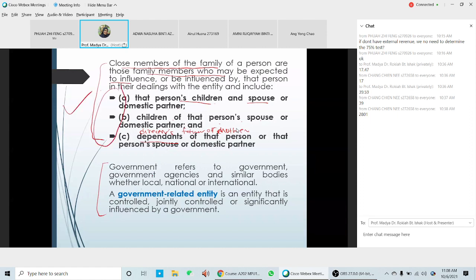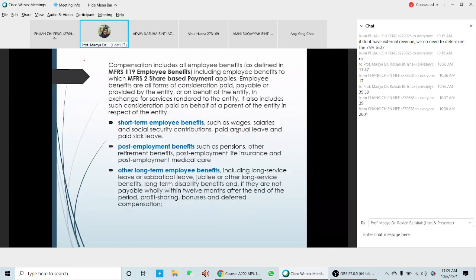The government-related entity is an entity that is controlled, jointly controlled or significantly influenced by the government. So an example here is a GLC, government-linked company, for example Khazanah. Khazanah is owned by the government. The government has more than 50% that controls the company. So this one is considered a GLC or government-related entity. So this is different from this one. This is another thing. Okay, and then this one is related with the employees.